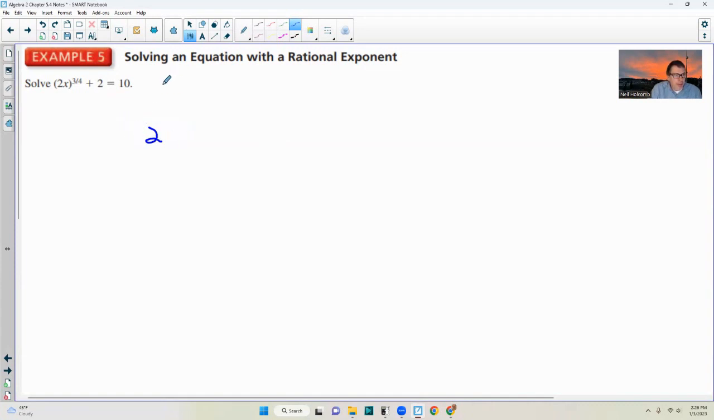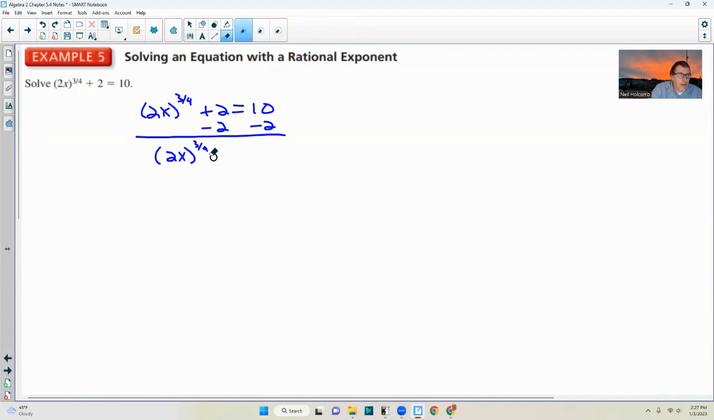So let me get rid of this. And I'm going to rewrite the problem. 2x to the 3/4 plus 2 equals 10. So we want to get our rational expression by itself. In other words, isolate it, just like we did the radical. Let's get rid of this 2 first by subtracting. And that will leave us with 2x to the 3/4 equals 8.